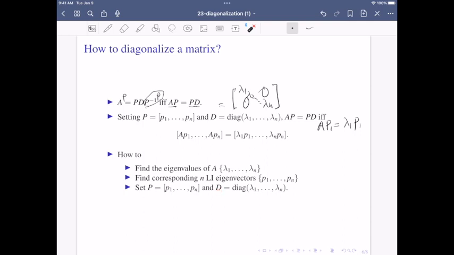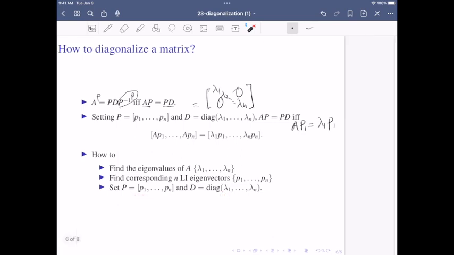D is putting those eigenvalues in the diagonal entries like this. So this is D. So as long as you know how to compute the eigenvalues and corresponding eigenvectors, then finding P and D is just rewriting everything into two matrices.